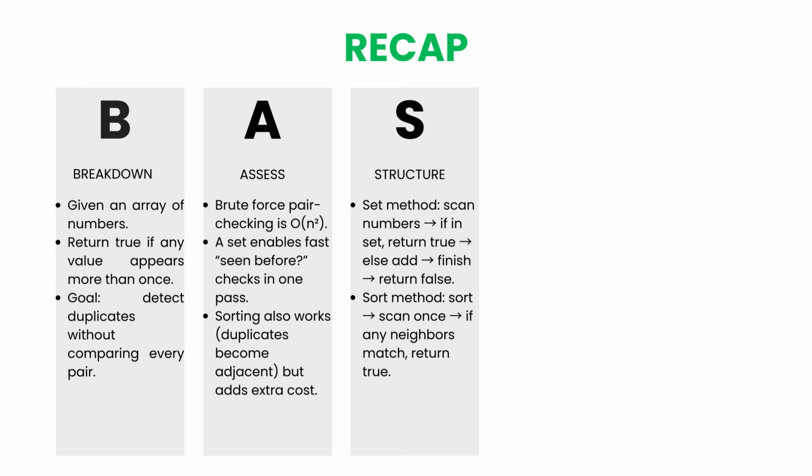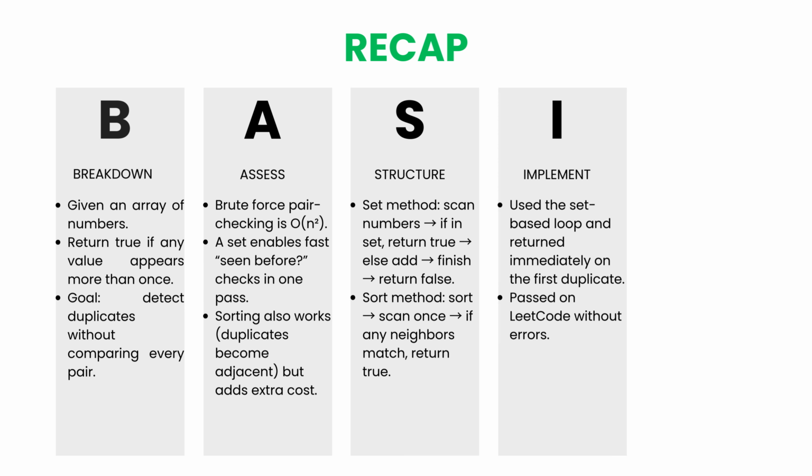The set-based plan is straightforward. Start with an empty set, scan through the array, and for each number, check whether it's already in the set. If it is, we immediately confirm a duplicate and return true. If not, we add it and continue. The sorting-based plan is also simple. Sort first, then scan once for any adjacent equal values. We implemented the solution and it ran successfully on LeetCode without errors, using a clean loop-driven process that checks values as they appear and returns as soon as a duplicate is detected.